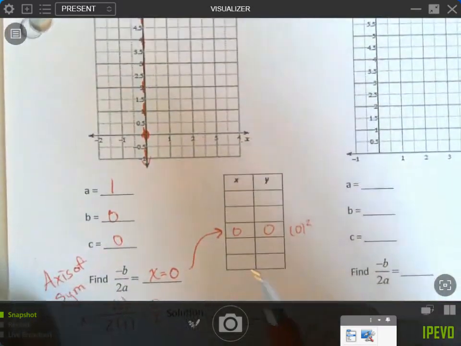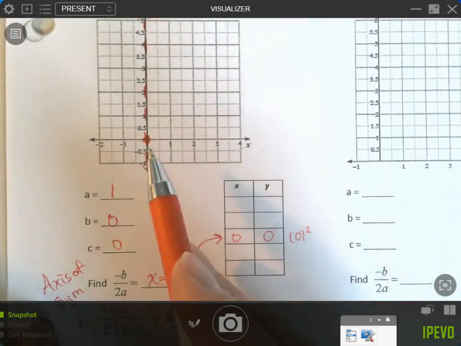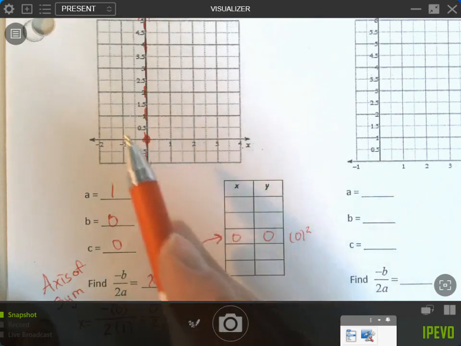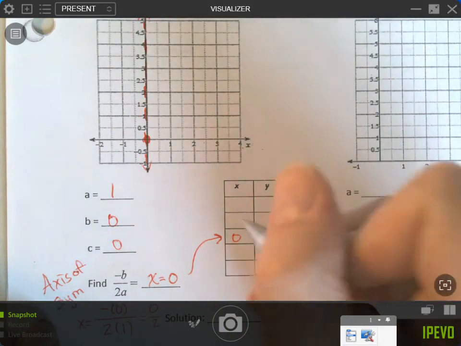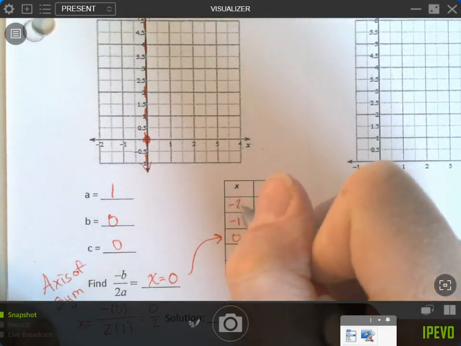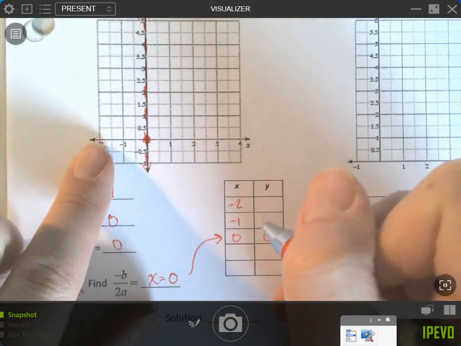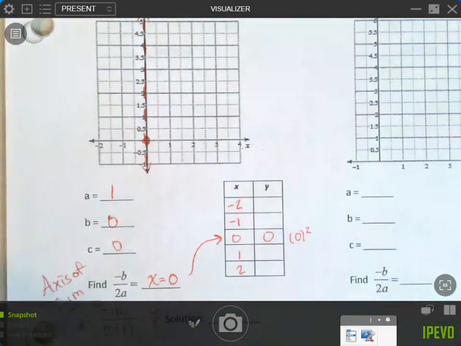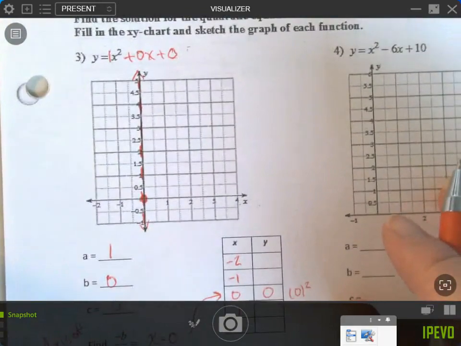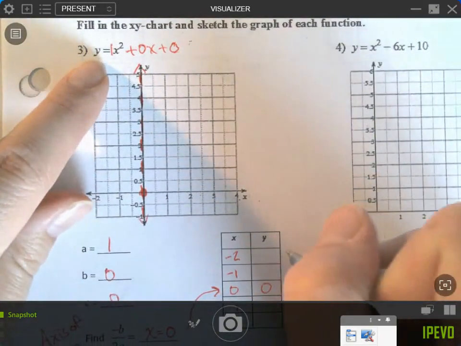So the reason we put this in the center is because that center is my graph. My parabola should go upward like a U. How do I fill in my chart? Pick numbers right below 0, -1 and -2. Pick them right above 0. Now notice your graph counts by halves. So every number, I just go back and I plug it in.